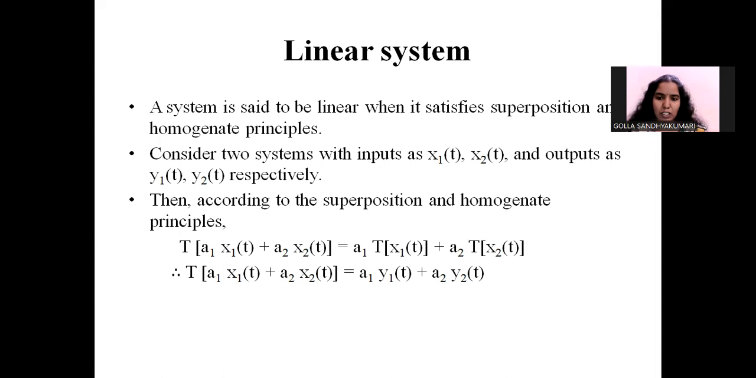Consider two systems with inputs x1(t) and x2(t) and outputs y1(t) and y2(t). So we can define the output y(t) as T[x(t)]. The transformation of input signal is the output y(t). So you can see the equation: T[a1 x1(t) + a2 x2(t)] = a1 T[x1(t)] + a2 T[x2(t)].